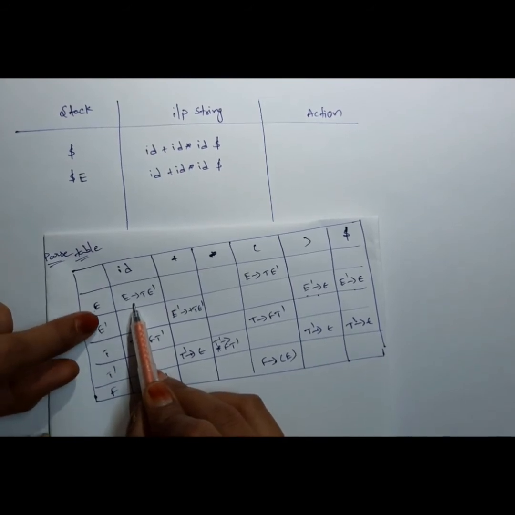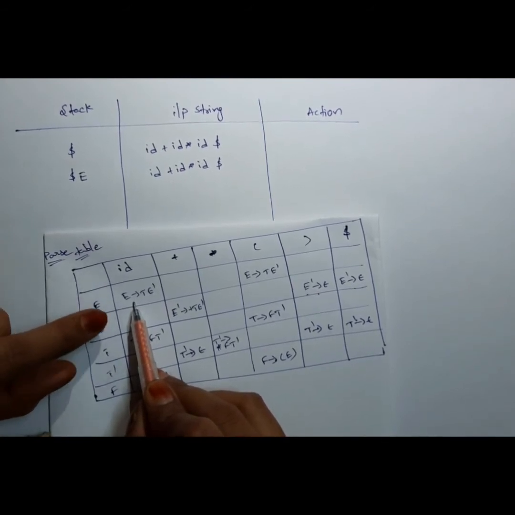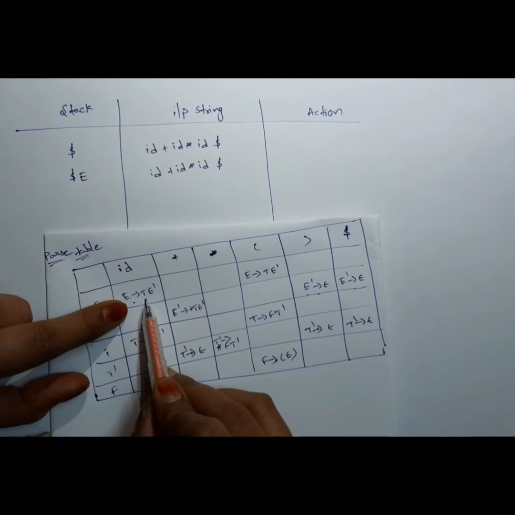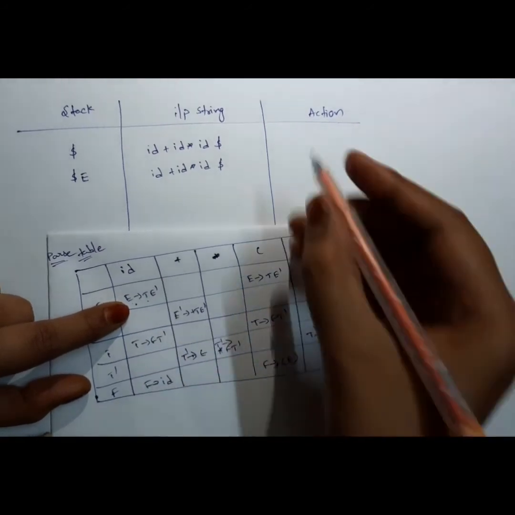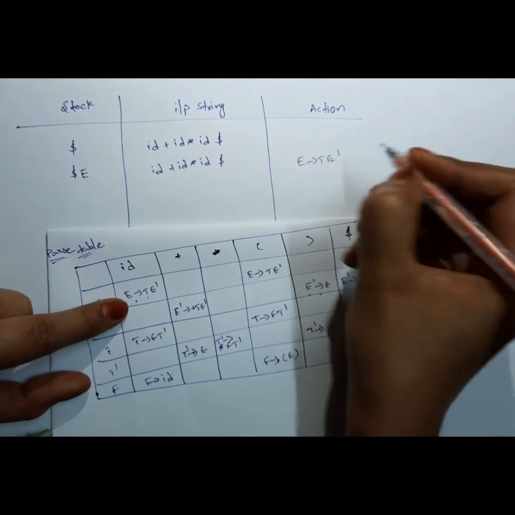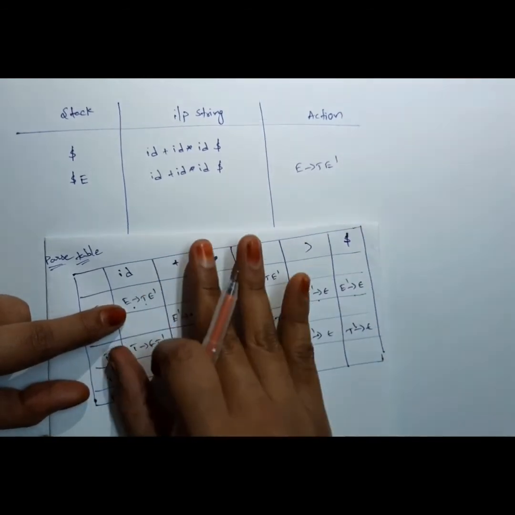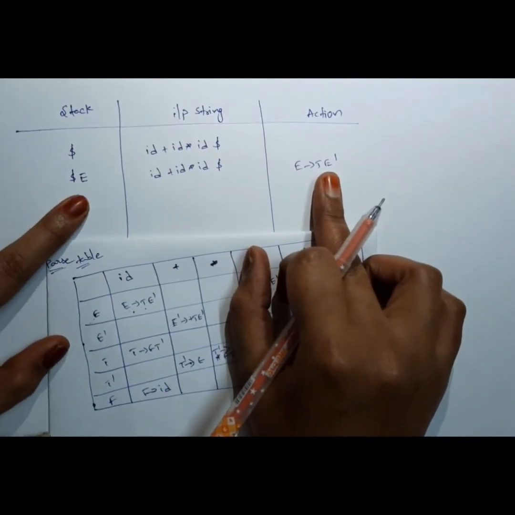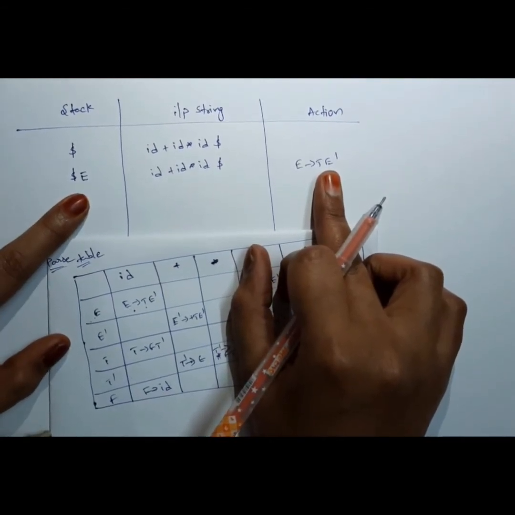In E on ID, we are having a projection E tends to T E dash. So I am considering that one, E tends to T E dash. So I am replacing this E with T E dash.